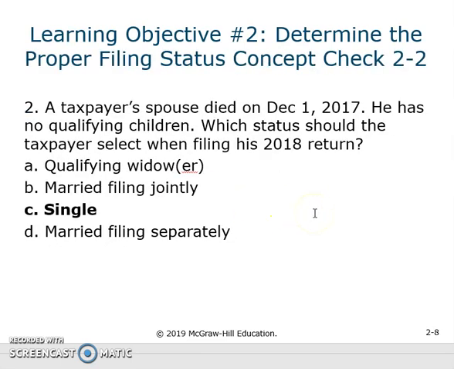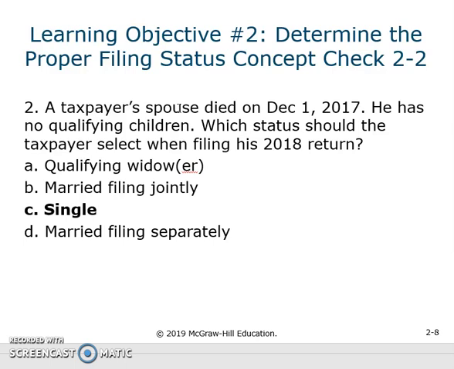So let's take a look at an example. If we have a taxpayer whose spouse passed away on December 1st, 2017, and he has no qualifying children, which status would the taxpayer select when filing his 2018 return? So to go back to 2017, since the taxpayer was married when his spouse passed away, the taxpayer would file as married, filing jointly for 2017.